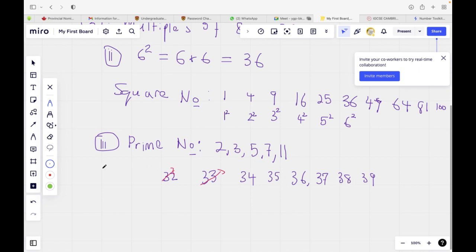So we're going to cancel out all the numbers that are not prime numbers and circle the only one that is a prime number. So this is not a prime number. This is not a prime number. This is a prime number. So we circle the prime number. This is not a prime number. And this is not a prime number. So this is our answer: 37 is the prime number for this question.